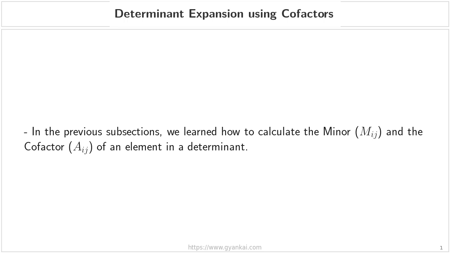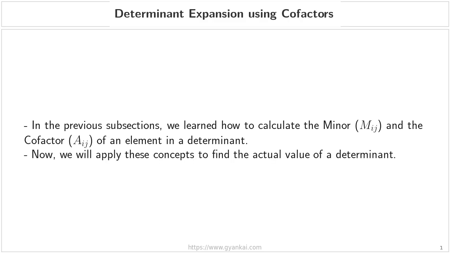Welcome, everyone. Before we dive into today's new topic, let's take a moment to reflect on what we have already covered. In our previous lessons, we spent some time learning the mechanics of how to calculate the minor, denoted as M sub ij, and the cofactor, denoted as A sub ij, for any specific element within a determinant. You should now feel comfortable finding those values. Now, it is time to take those building blocks and put them to work.